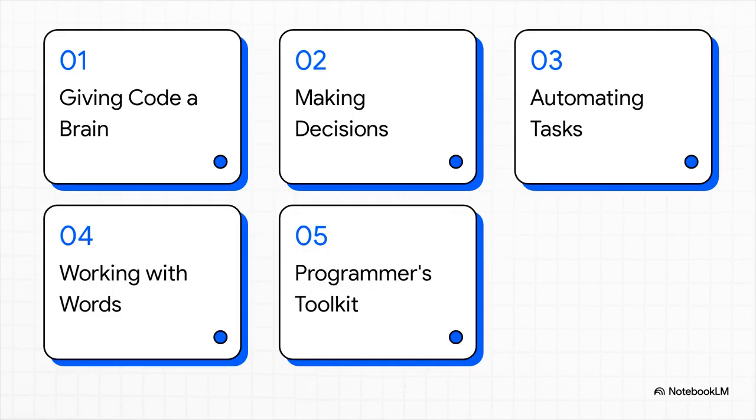So here's our game plan. First up, we'll teach our code how to make smart decisions. Then we'll get into automating repetitive tasks. After that, we'll get it working with words. And finally, we'll pull it all together and see how it fits into the programmer's toolkit.